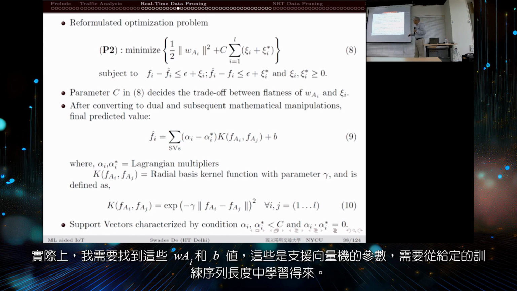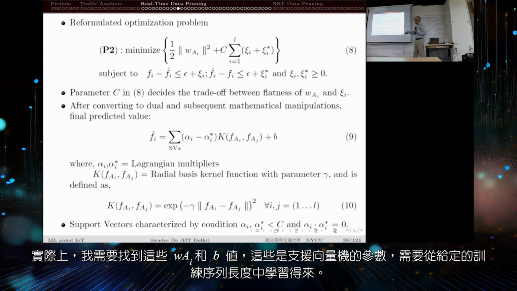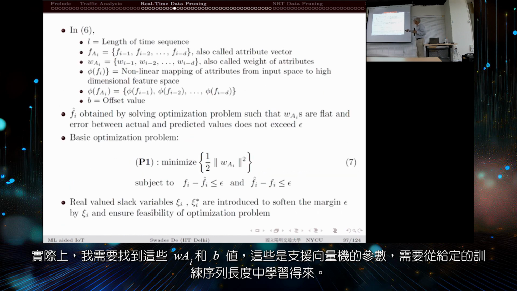And effectively what I require, going back to this, is that I need to find these wi's, alpha i's and B. These values are required, and these are the support vector machine parameters that are to be learned for a given length of the training sequence.